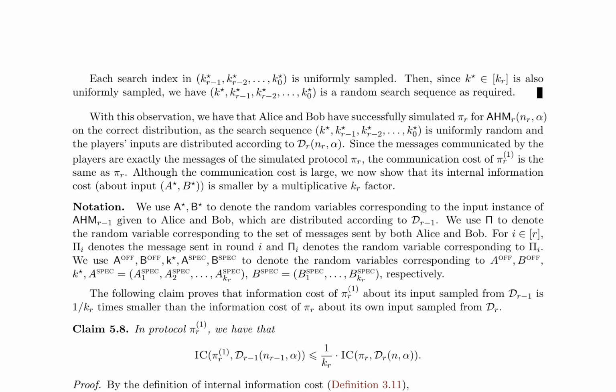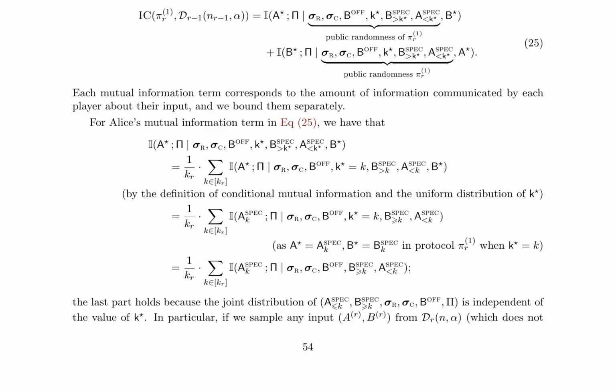Claim 5.8 proves that the internal information cost of pi_1^r about its input sampled from D_{r-1} is 1/k_r times smaller than the information cost of pi^r about its own input sampled from D_r. This is done by bounding the mutual information terms corresponding to the amount of information communicated by each player about their input. The proof involves using the definition of conditional mutual information and the uniform distribution of k-star to bound the mutual information terms.